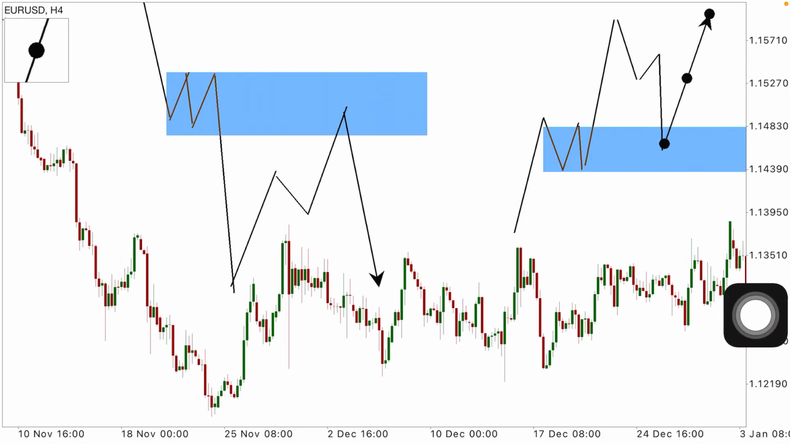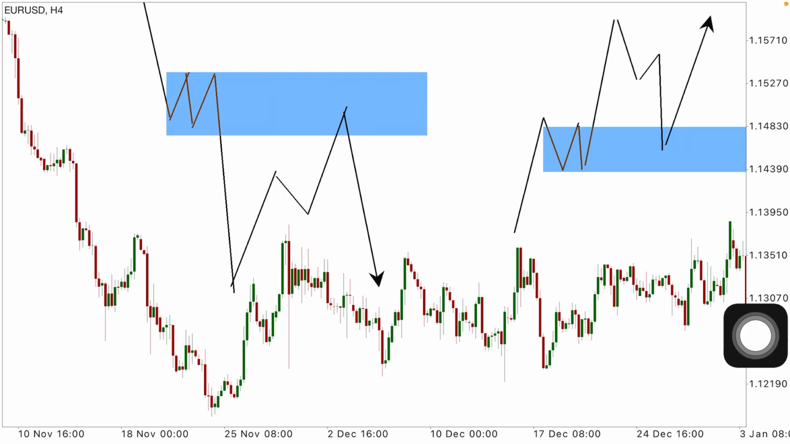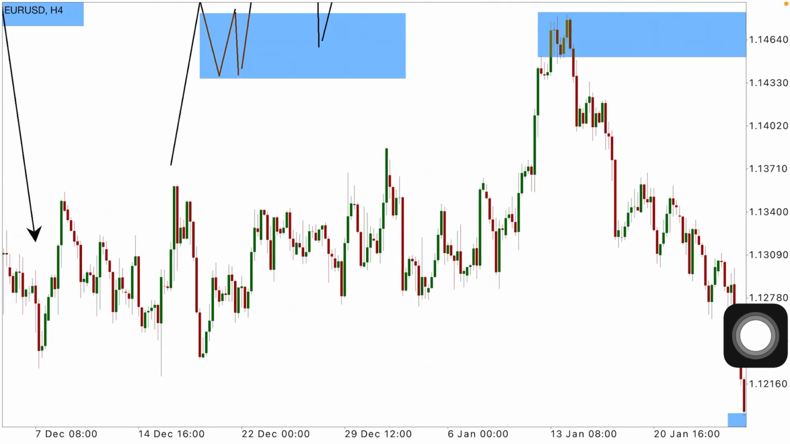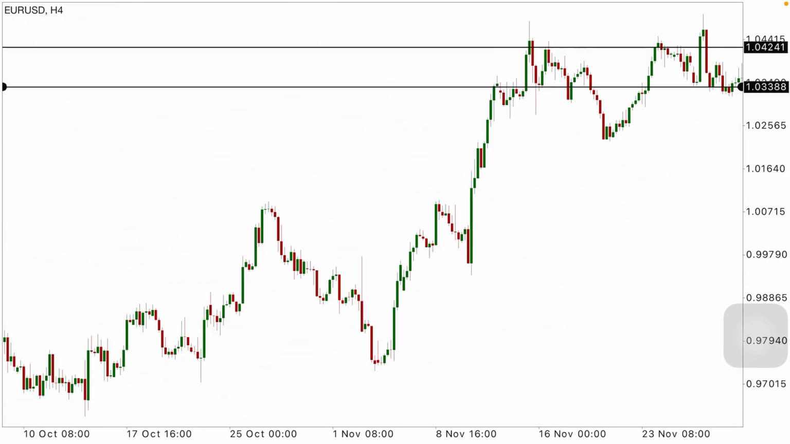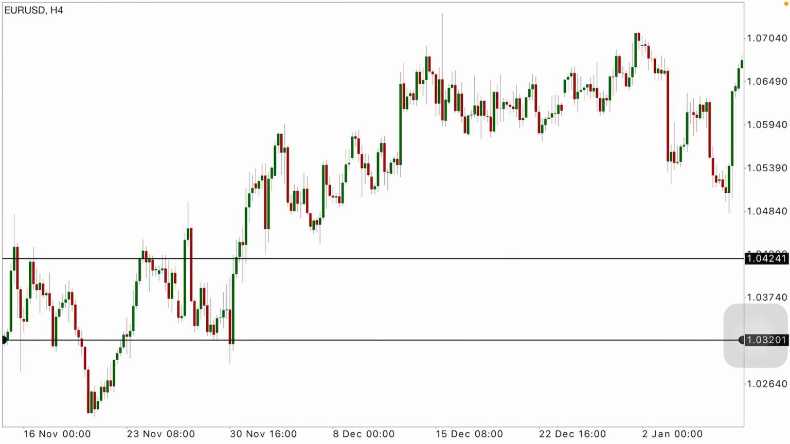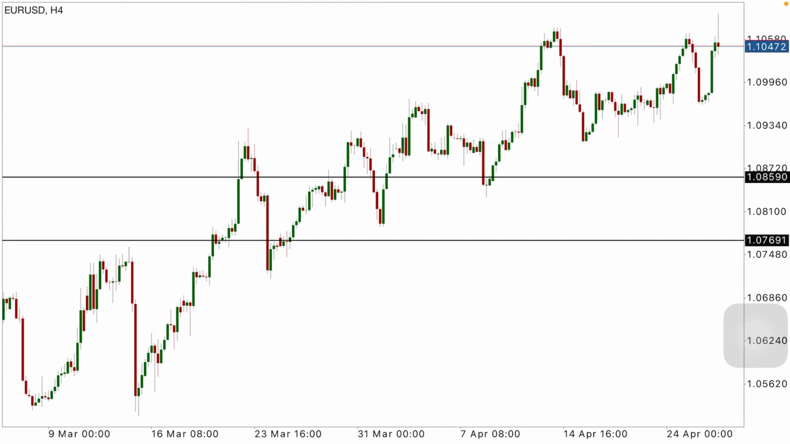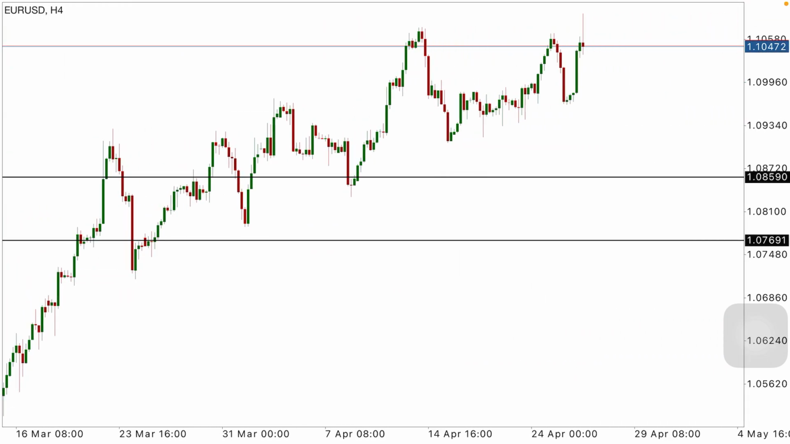I will show you an example of the rally base rally demand zone right now. Let's get an example. I'm looking for a suitable example to help you understand this scenario.